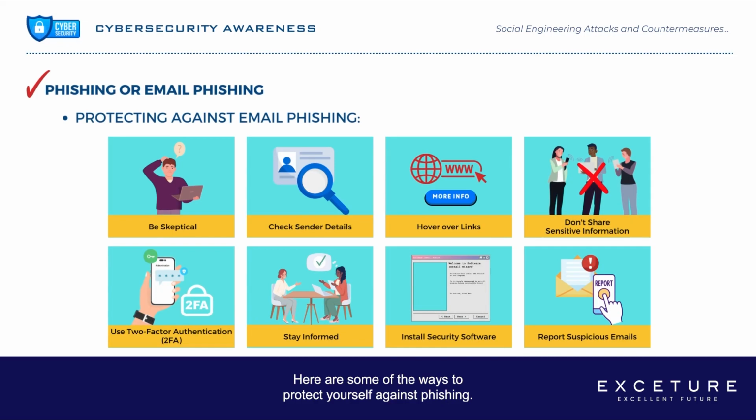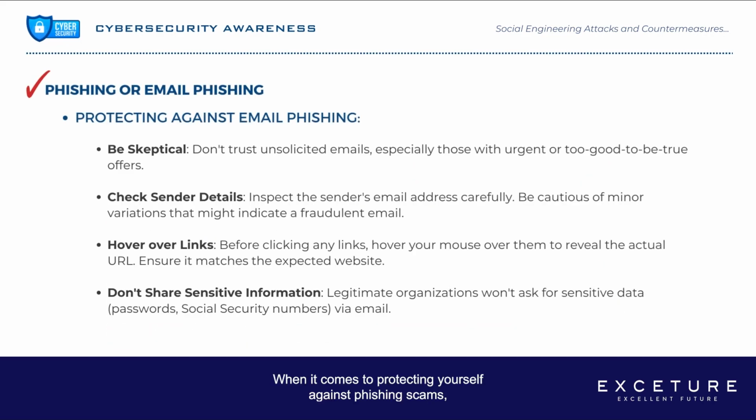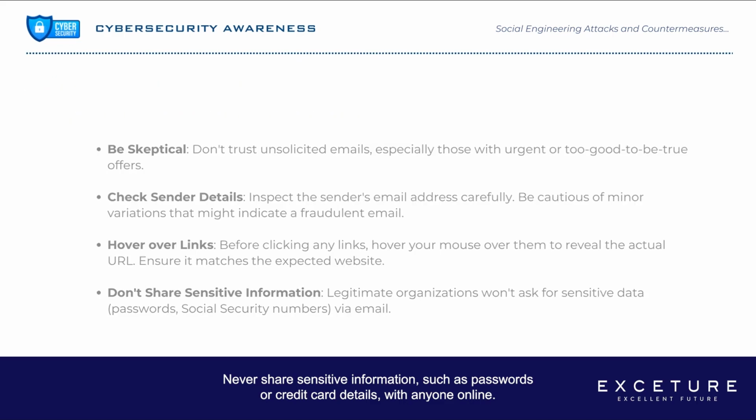Here are some of the ways to protect yourself against phishing. When it comes to protecting yourself against phishing scams, it's important to be skeptical and cautious. Always check the sender details to ensure that the email or message is coming from a legitimate source. Hover over links and buttons before clicking on them to make sure they are taking you to a secure website. Never share sensitive information, such as passwords or credit card details, with anyone online.